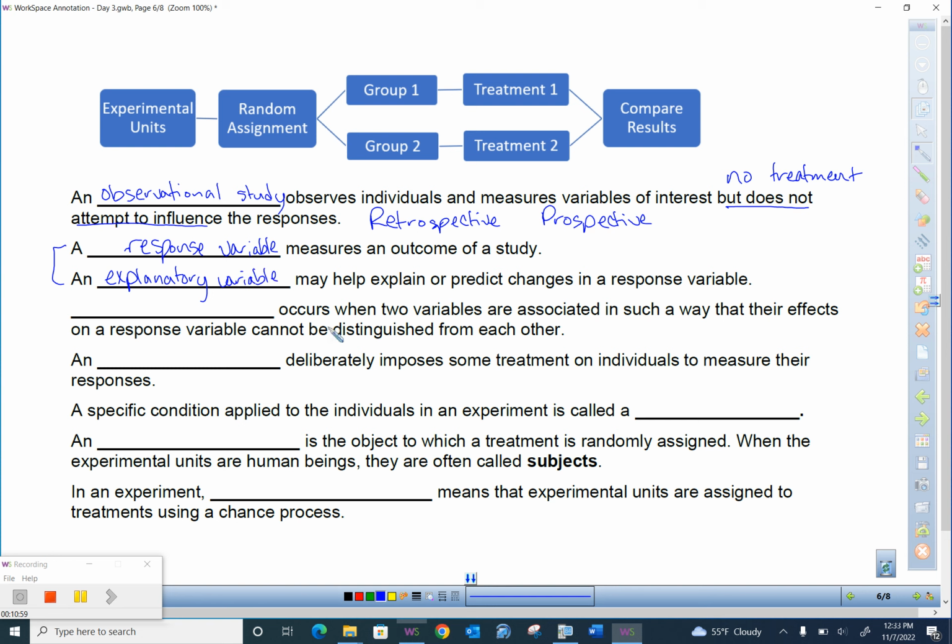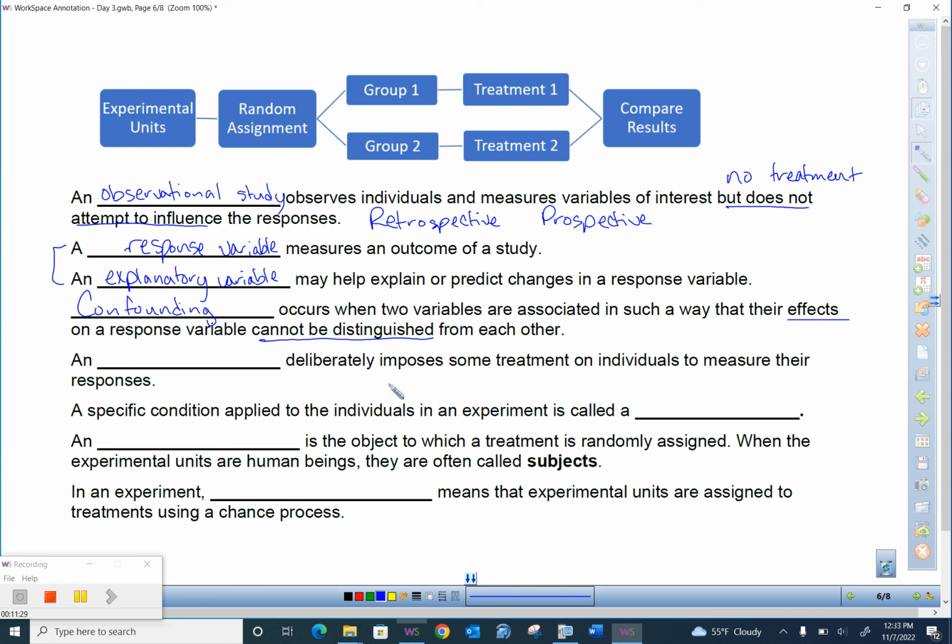Okay, what occurs when two variables are associated in such a way that their effects on a response variable cannot be distinguished from one another? So this one's kind of a tricky one, but the big thing here is the effects cannot be distinguished. This is the one where we have too many variables that are muddled together and we can't determine which one is causing which one to happen. So this is confounding. And then the variables themselves are confounding variables.